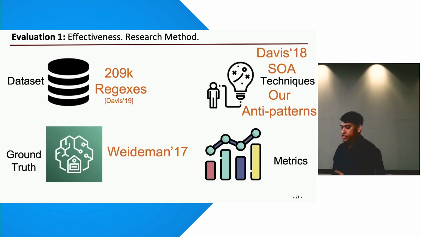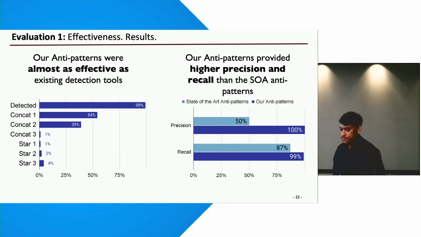In this experiment, we measured the precision and recall for both of those techniques. And this is what we have found. We see that our anti-patterns as a group are almost as effective as the automatic detection tools, as they detected 99% of all the vulnerable regexes detected by the automatic tool. Also, our anti-patterns as a group provided very high precision and very high recall compared to the state-of-the-art anti-patterns.